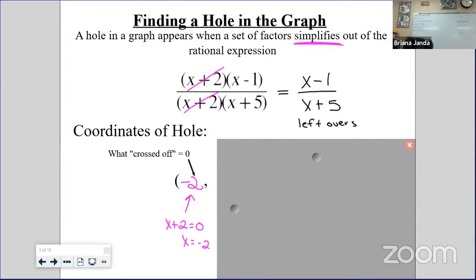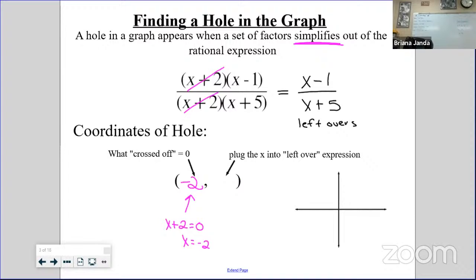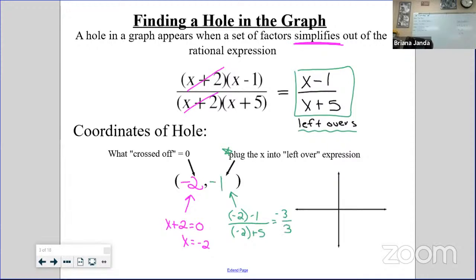The other part of it, because it's an ordered pair, is the part I will tell you right now that everyone tends to forget, the second half of a hole. How do you find the y value? You plug what you just got into the leftovers. So this is our leftovers, right? This guy right here is what we use to find the second half of the hole and everything else for the rest of the problem. And so we'll take that negative 2 and we plug it into the leftovers wherever there was an x. Okay, well, negative 2 minus 1 is negative 3. Negative 2 plus 5 is positive 3, and that would simplify down to negative 1.